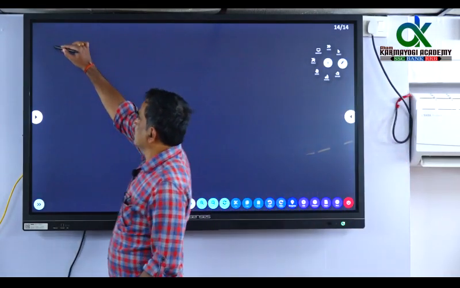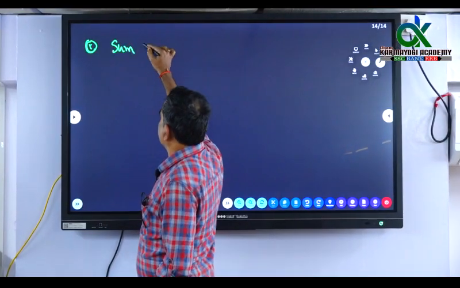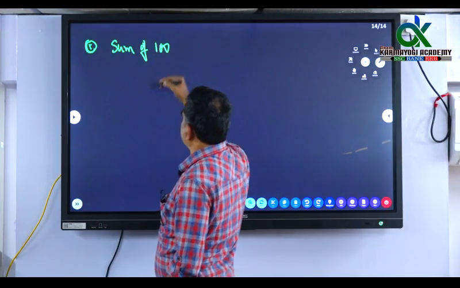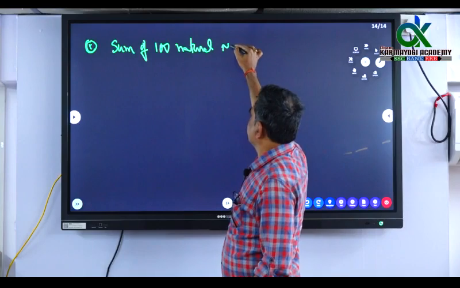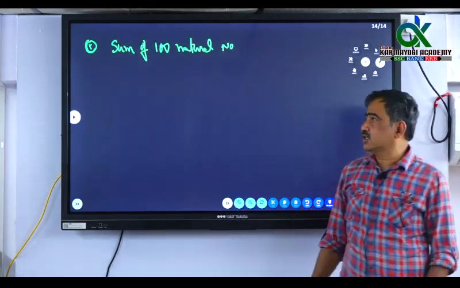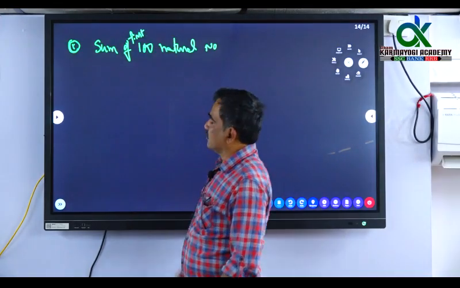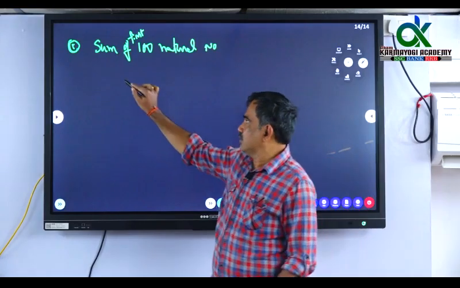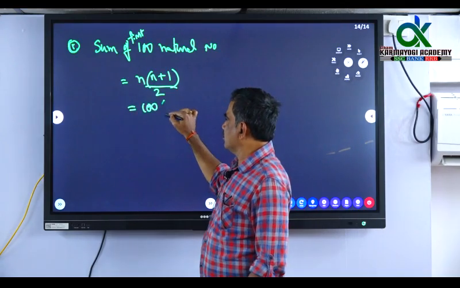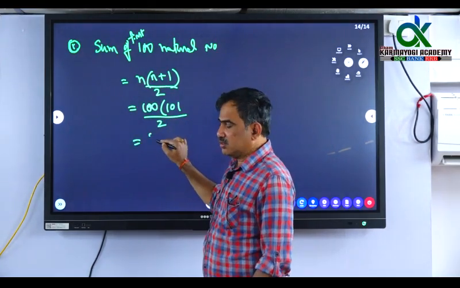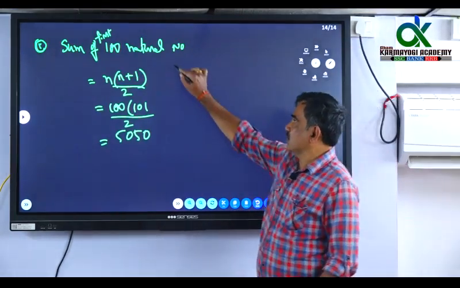ప్రాబ్లమ్స్ రాసుకోండి. ఫస్ట్ వన్, ప్రాబ్లం నెంబర్ 1. వాట్ ఈజ్ సమ్ ఆఫ్ 100 న్యాచురల్ నెంబర్స్? What is sum of first 100 natural numbers? First 100. What is the formula? n into n plus 1 by 2. Nothing but 100 into 101 by 2. What is the answer? Yeah, very good. The answer is 5050.